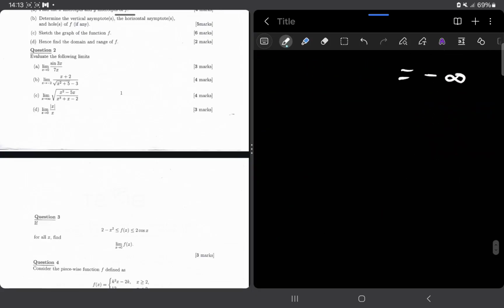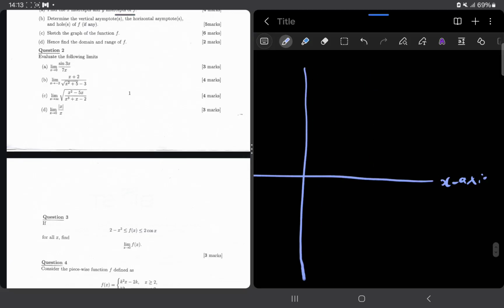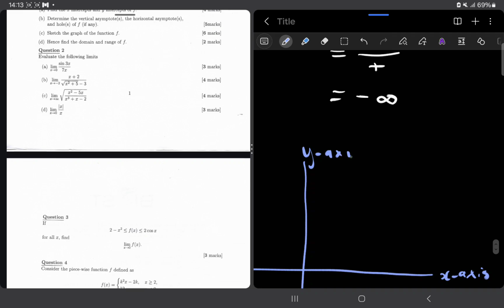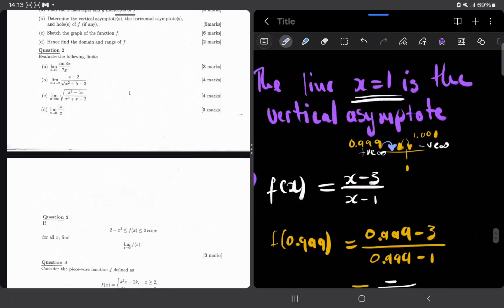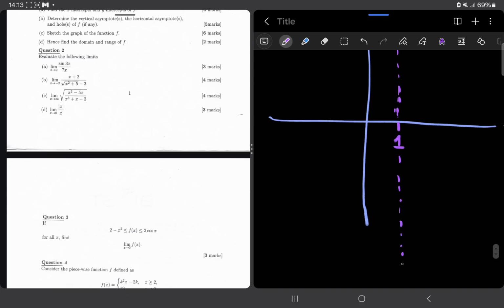So let's sketch the graph. We are done now. We have everything we need to sketch. So we can put our axes. Here we have the x-axis, and here we have the y-axis. Now, let's put the asymptote. The vertical asymptote is the line x equal to 1. So let's go to x equal to 1 and put a vertical asymptote here.